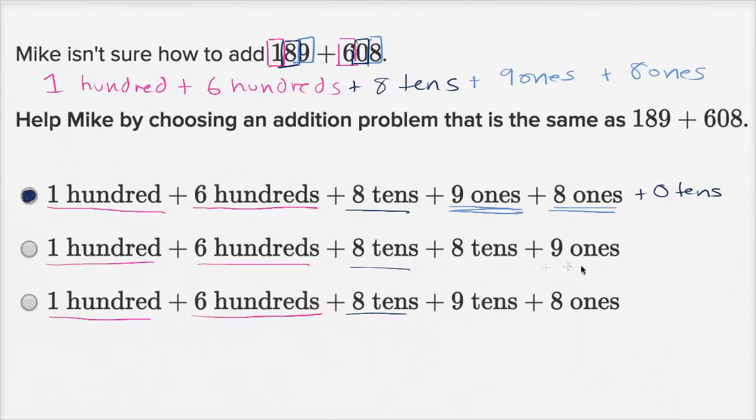If we want to see where the other ones break down, this one has 8 tens written twice. Well, we only have one. So we have an 8 tens here, but this 8 is ones. So this should say ones right over here. And this choice, we have the 8 ones, but this 9 right over here, this is ones. This isn't tens, so this should be ones. And so that's why we wouldn't pick either of those.